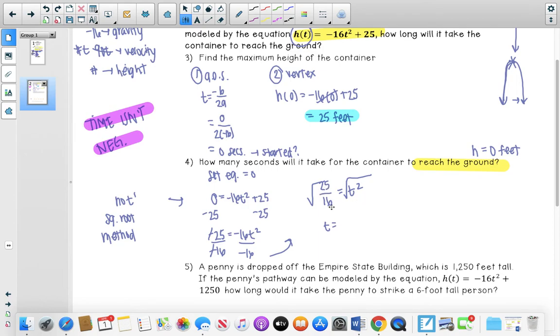The square root of 25 over 16, you can think of the square root of 25 over the square root of 16. The square root of 25 is 5. The square root of 16 is 4. So you can have 5 fourths seconds, or you can take 5 divided by 4. And I know the answer, but I'm just checking. And that gets you 1.25 seconds. So that egg hit the ground after 1.25 seconds.